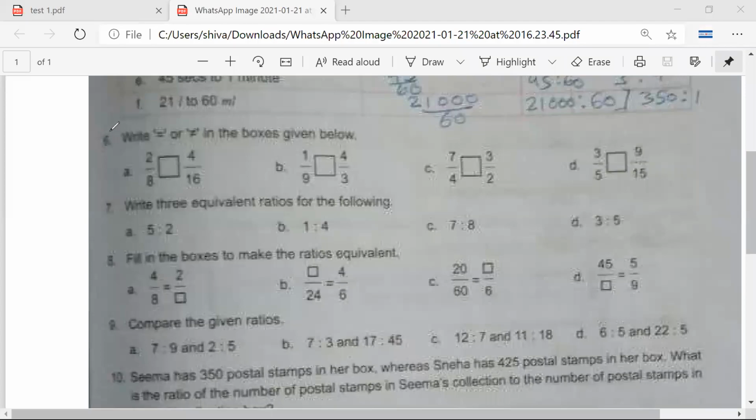Okay. Mr. Sarthak, question number 6. Write 'is equal to' or 'is not equal to' in the boxes given below. So what is the answer for A part? Mr. Satya, first part: equal to. 2 fours are 8, 4 fours are 16. So this will be equal to.